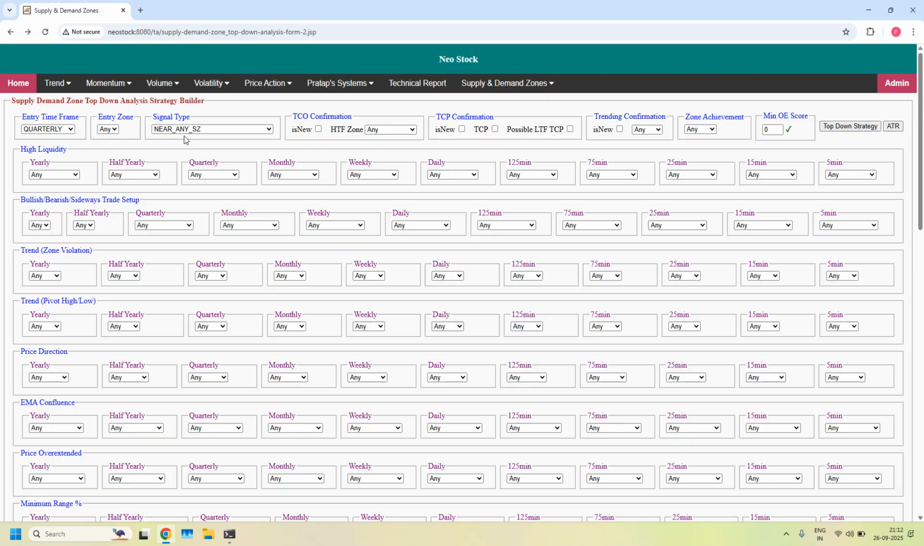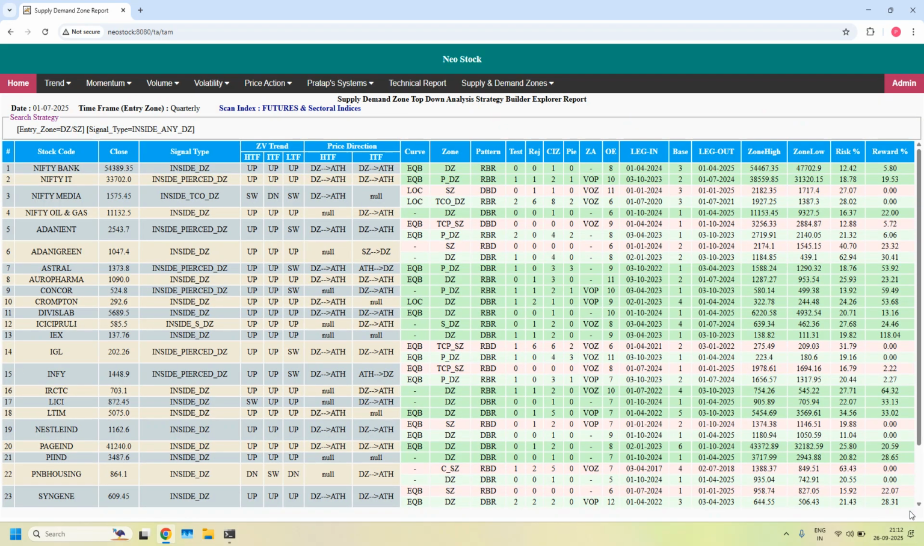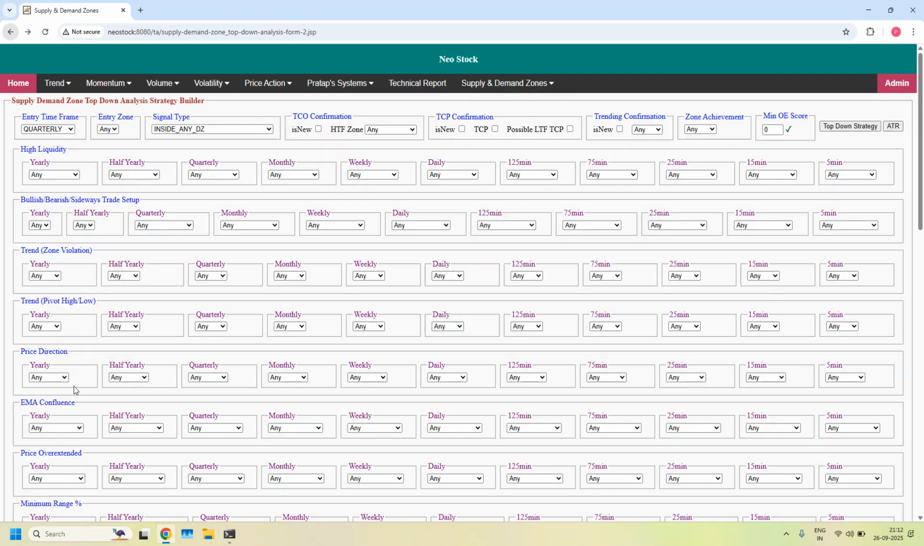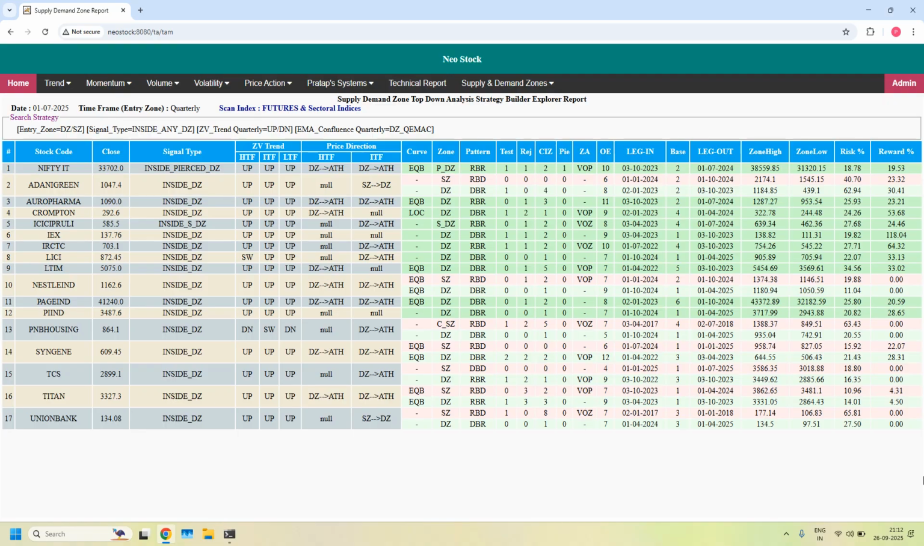Next, price closed inside the quarterly demand zone. First 23 stocks in the list. Scrolling the list down, total 26 stocks are filtered. We can further filter this list based on quarterly demand zone having quarterly EMA confluence. At the same time, trend on the quarterly should not be sideways. It can be up or down trend. We got 17 stocks.